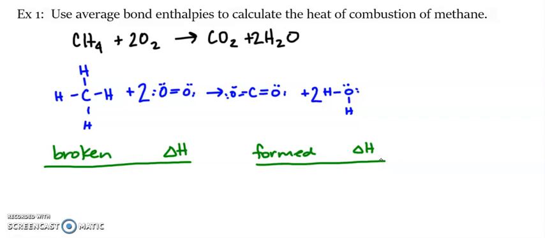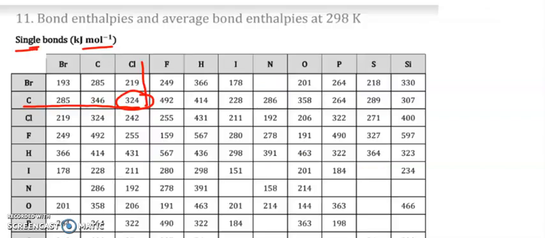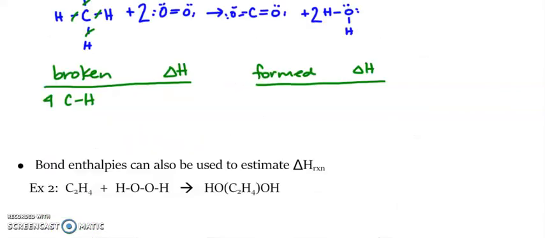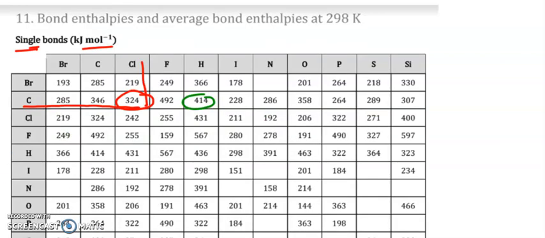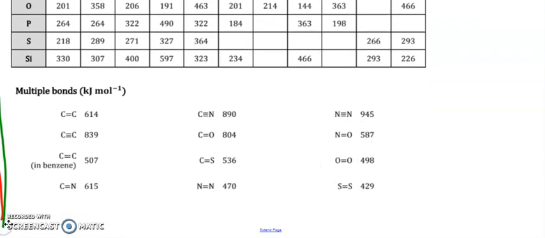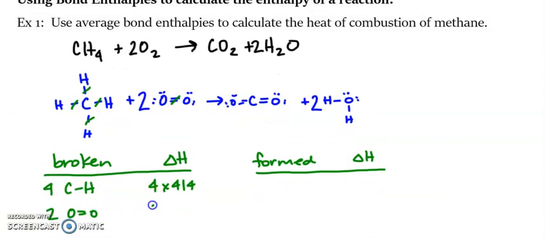Okay, so what bonds are we breaking on the reactant side? Well, we're breaking all of these C-H bonds, and there are 4 of them. So I'm going to look up the delta H for C-H. C-H would be this 414. So it's going to be 4 times 414 because I've got 4 of them. Okay. Then let's see, what else do I have? Oh, I'm breaking an O=O double bond. There's 2 of those. So if I go back to the table and look at the bottom of it, I've got an O=O double bond right here. So 498. So 2 times 498. All right, so that's going to be my total broken.